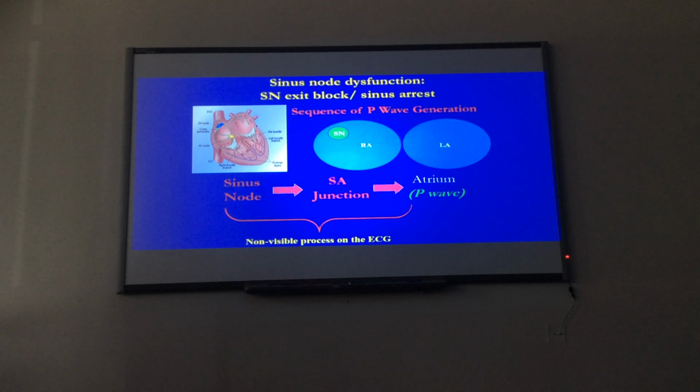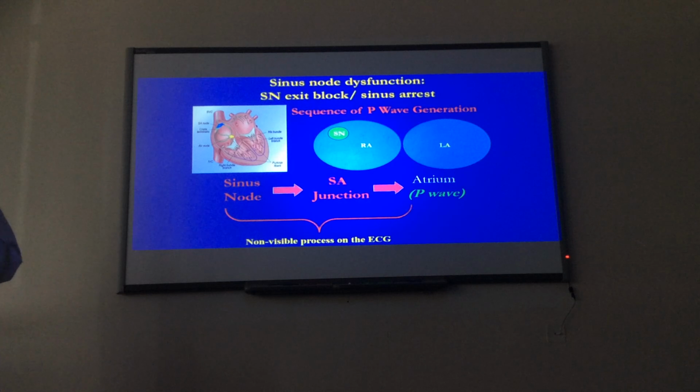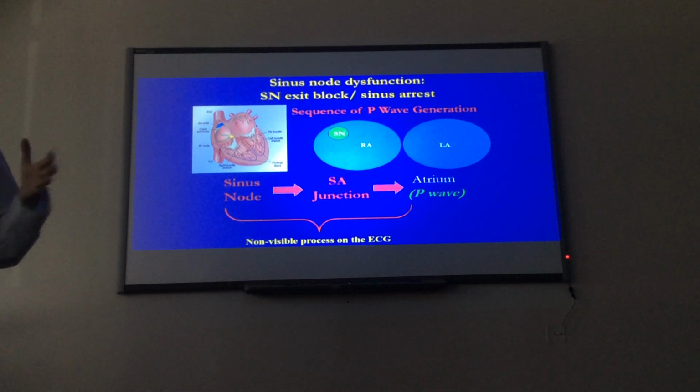So when we see a P wave, and the P wave is positive in lead 2 and in the inferior leads, and in lead 1, we say, okay, this is most likely coming from the sinus node. So it's actually indirect evidence that the sinus node is working, because when it fires and activates the atrium, we see a P wave. If the sinus node stops firing, what do you call that? Arrest. So again, there will be a pause. Then when it comes back to work, we'll have the P wave and the QRS complex.